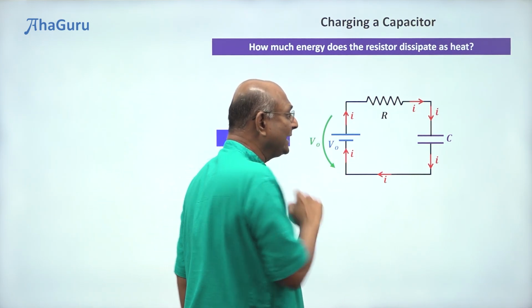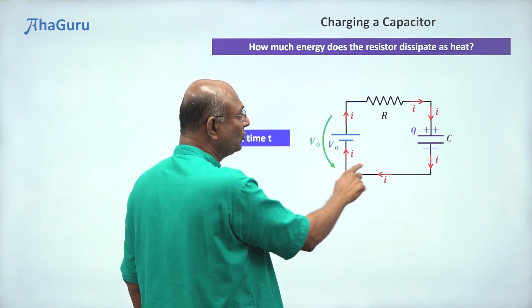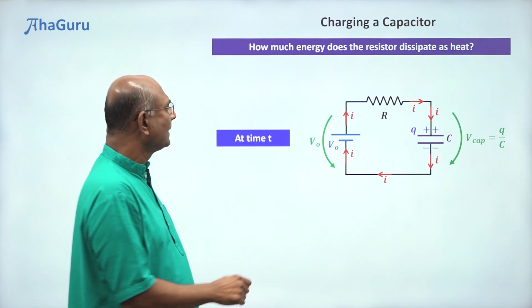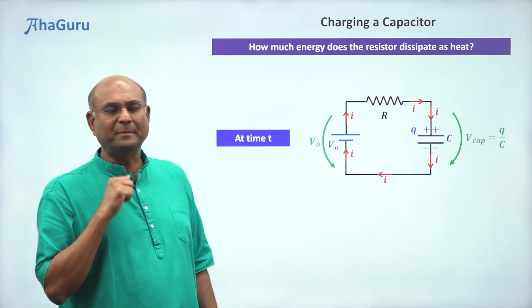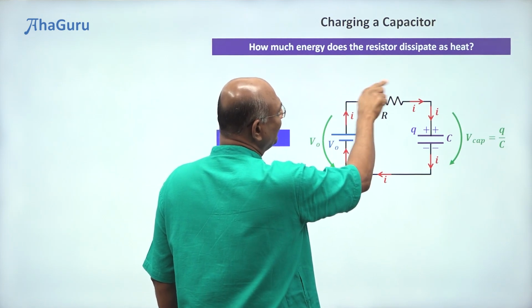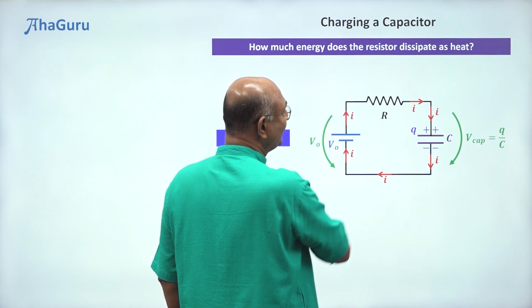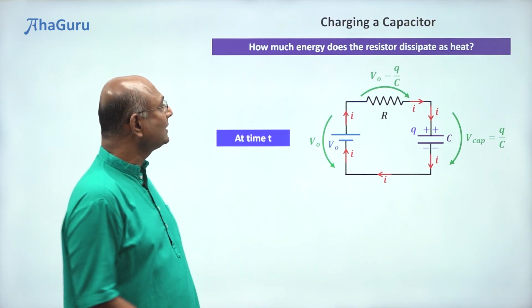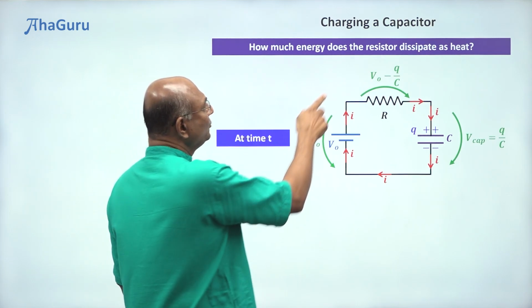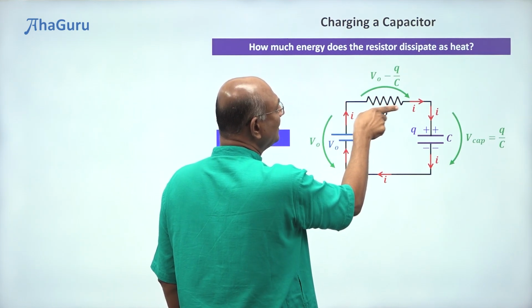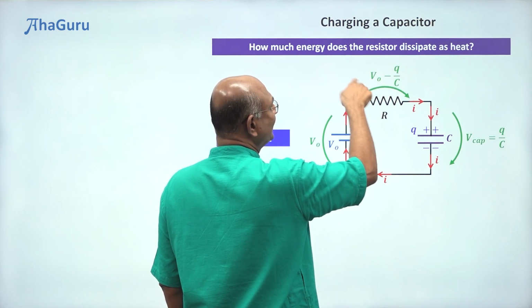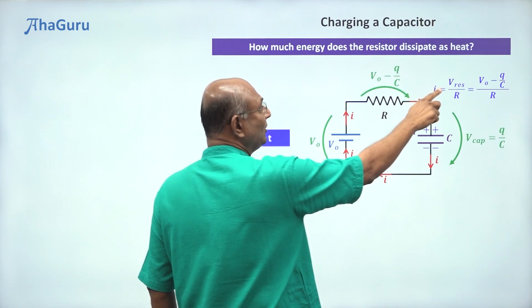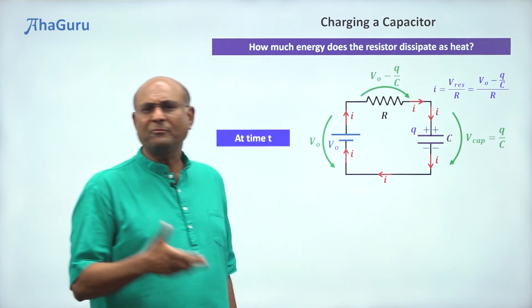At that time, let us say that this capacitor has charge Q. So the potential drop across the capacitor will be Q by C. The potential drop across the battery is going to always be V0. So how much will be the potential drop across the resistor? Kirchhoff's voltage law tells us this is V0, this is Q by C. This must be V0 minus Q by C. Using this information, I can find out what the current is, because I must be the potential drop across the resistor divided by R, V resistor by R. So I equals (V0 minus Q by C) divided by R. So I found I.